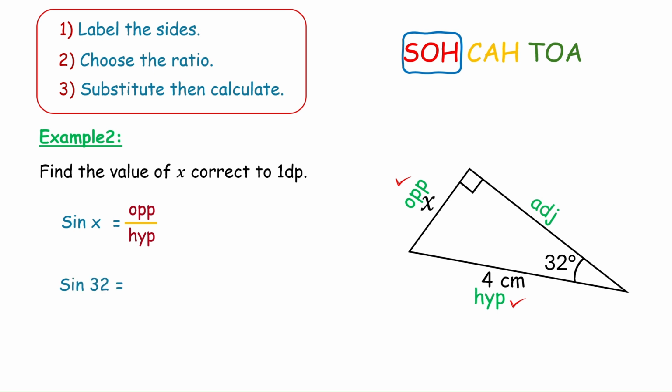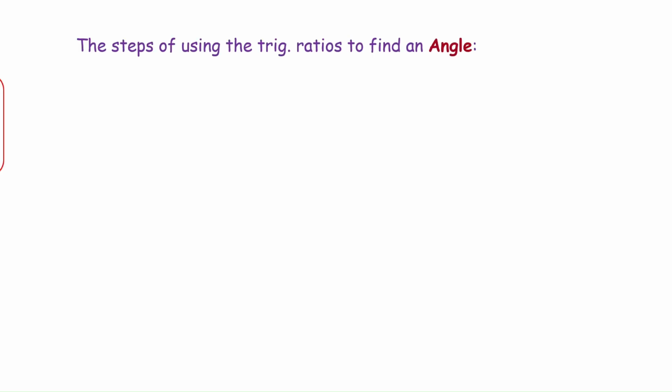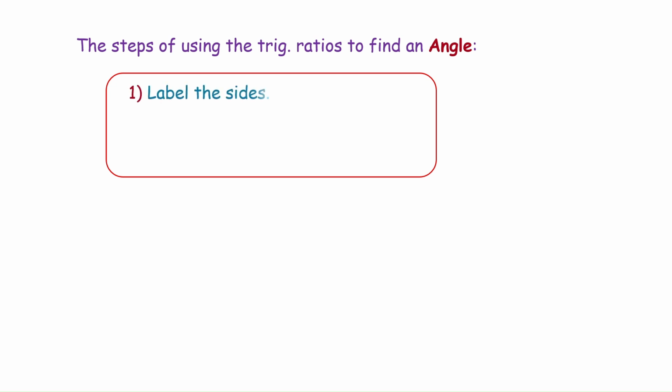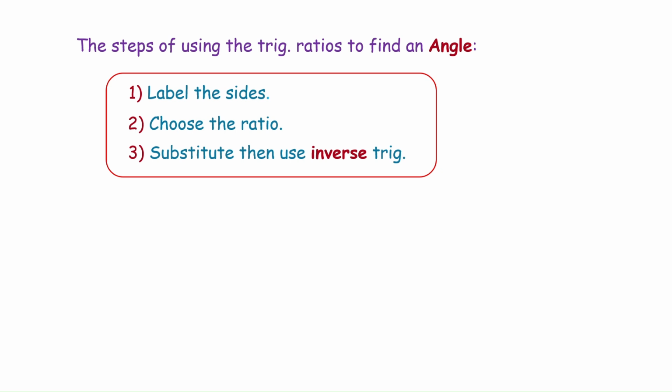So, sine 32 equals x over 4. X equals 4 times sine 32. X equals 2.1 centimeters. Now, the steps of using the trigonometric ratios to find a missing angle. Label the sides, choose the ratio, substitute, and use the inverse trigonometric ratios.